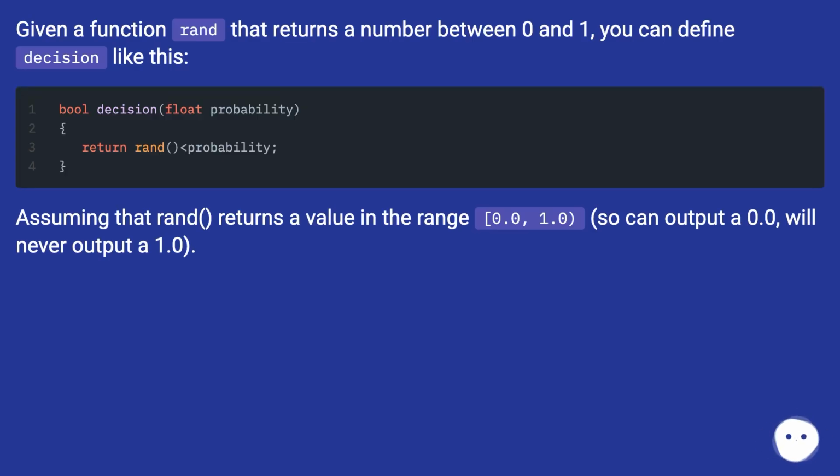Given a function rand that returns a number between 0 and 1, you can define decision like this. Assuming that rand returns a value in the range [0.0, 1.0), it can output a 0.0, but will never output a 1.0.